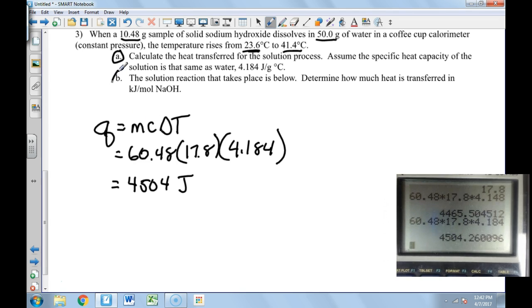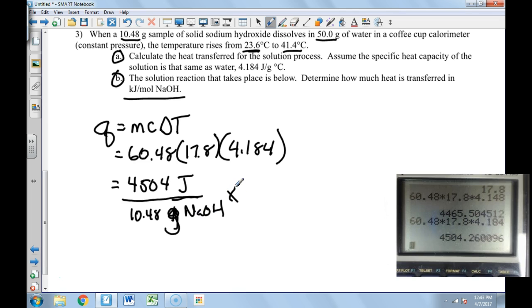Now we want to take this in part B and figure out how many kilojoules are being transferred per 1 mole of sodium hydroxide. So here's how I would do this. This is a conversion problem. There's really not a formula here. So this is joules that's released, but it's not for every gram of NaOH, it's for every 10.48 grams of NaOH.